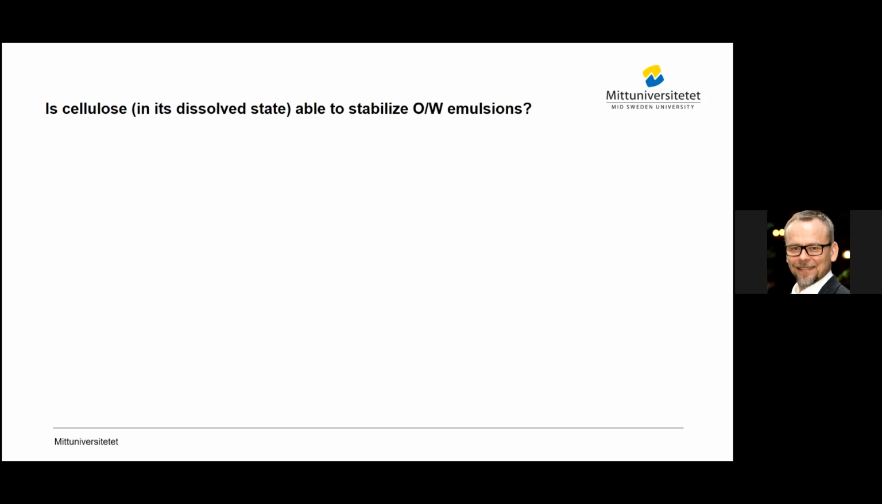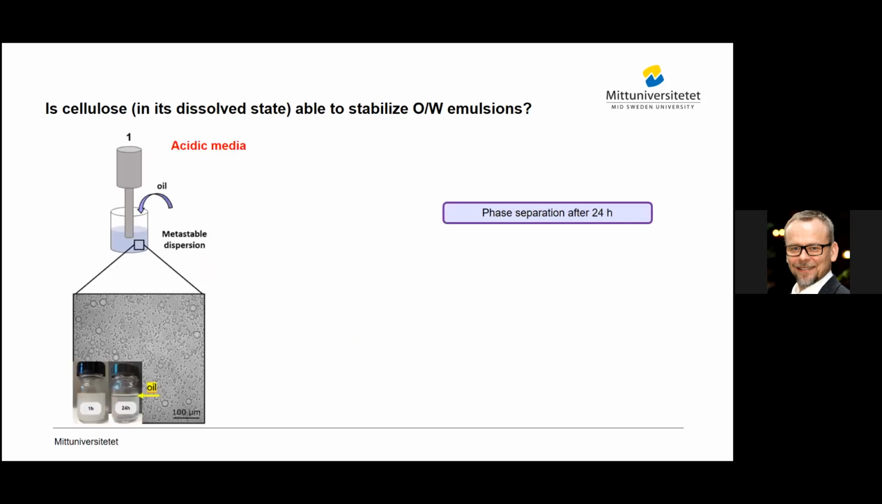So if we look a bit more at the cellulose in its dissolved state, how it's able to stabilize oil and water emulsions, we can look first at this acidic media. If we do this emulsification, we will have a metastable dispersion, which looks nice immediately, but after about 24 hours, we can see that it has an oil layer on top of it here in the picture. So it's not stable for so long.